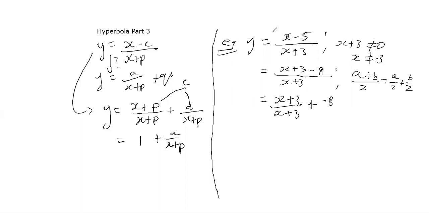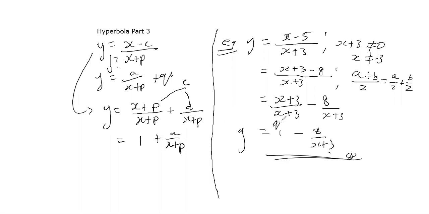So as a matter of fact, I don't really need to write this thing down here. I'm just breaking down my fraction. I'm going to have x plus 3 over x plus 3, and in this case, x plus 3 is my a. Then I say minus 8 over x plus 3. And guess what? 1 minus 8 over x plus 3 is actually my equation. So here's the q, there's the a, which is minus 8, and there's the p. So you are all sorted.